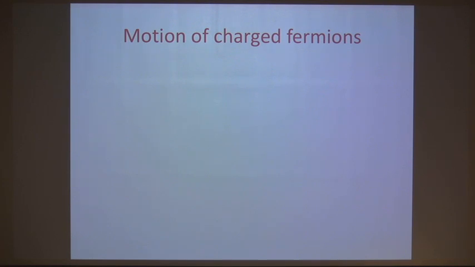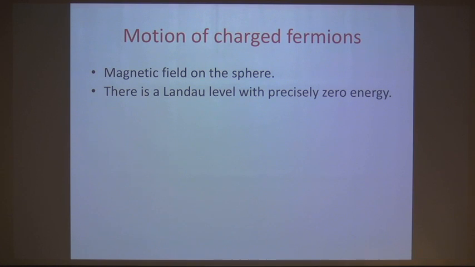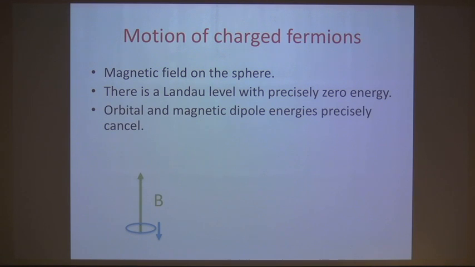And now we bring in the third character, which is the charged fermion. So we have these charged fermions, which are filling this magnetic field on the sphere. And therefore, there are Landau levels. The states of the fermions will fill various Landau levels. And there is a particular Landau level with precisely zero energy. That's because normally when you consider spinless particles, there is a positive energy Landau level. When you have spin, the spin of the electron can anti-align with the magnetic field and then have a negative energy contribution, which precisely cancels the orbital contribution. We get a precisely zero energy Landau level.